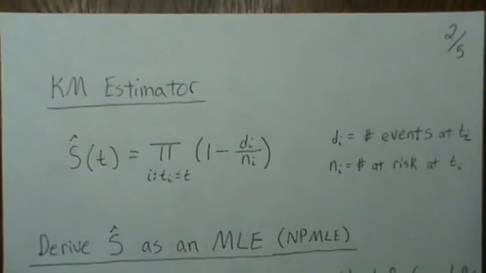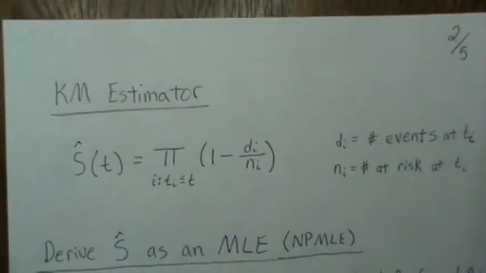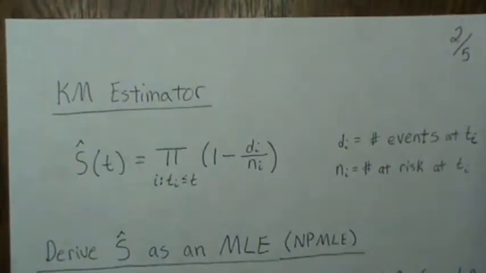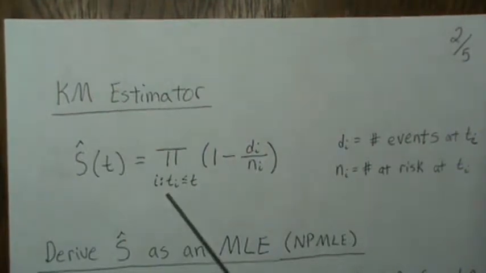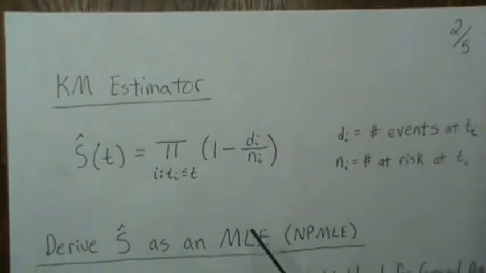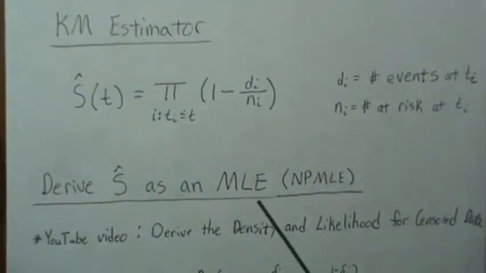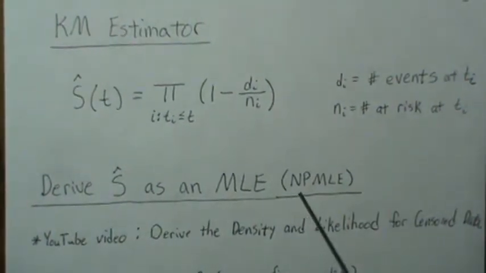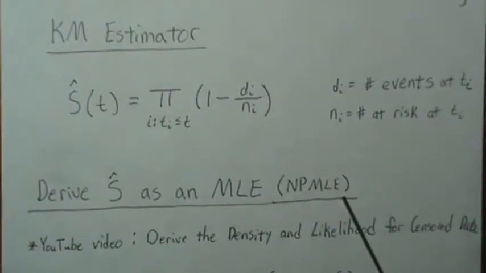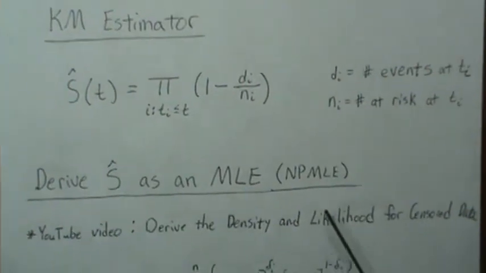And there is a little bit of assumption here that you kind of know what the Kaplan-Meier estimator is, which is, here's the formula where D is the number of events and Ni is the number at risk at that point, at Ti, an event. So let's just jump right into deriving it as a maximum likelihood estimator. Some call it an NP-MLE, non-parametric maximum likelihood estimator.